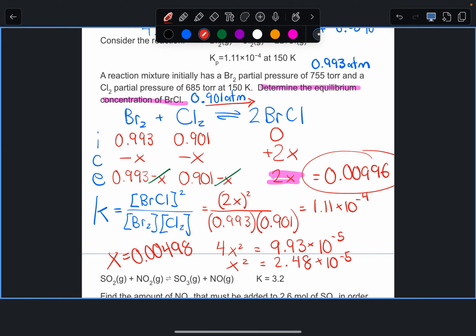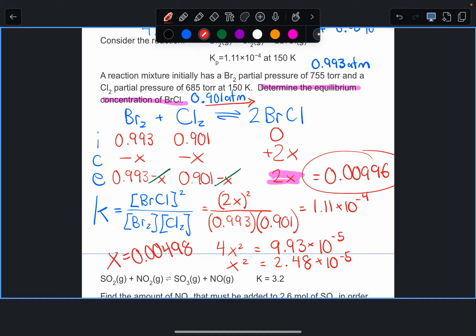Now, if this had been 1.11 times 10 to the negative third, then you would want to leave that minus X in there, and you would end up having to solve the quadratic equation. Yes, on the homework. I'm not going to do that on the test, though. So you're going to see problems like this on the exam, not ones where you have to solve the quadratic.